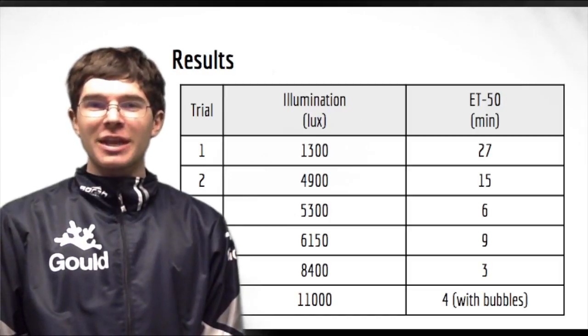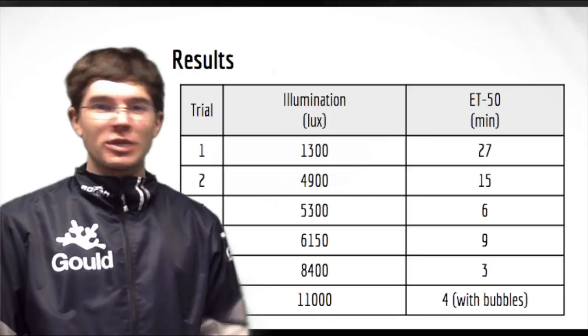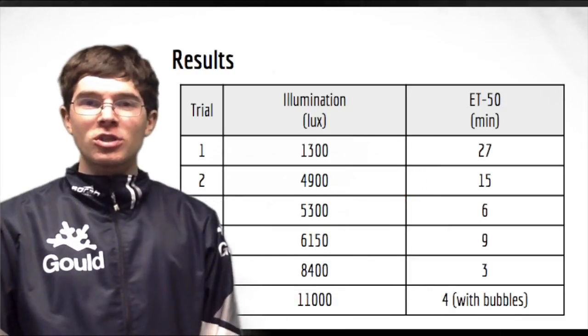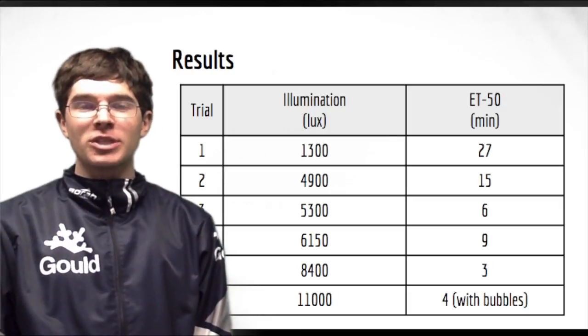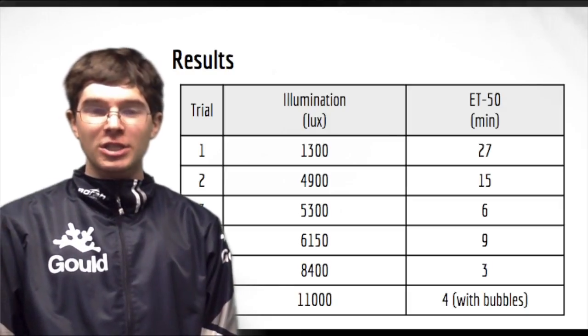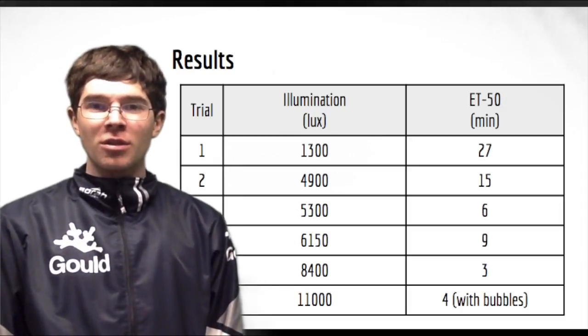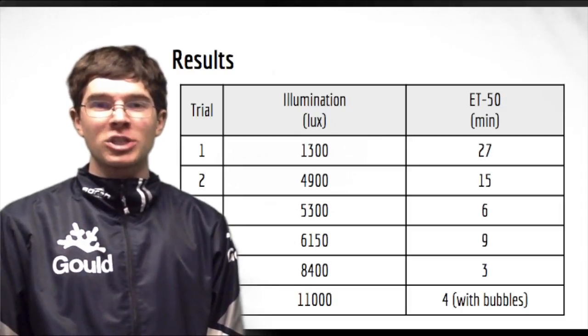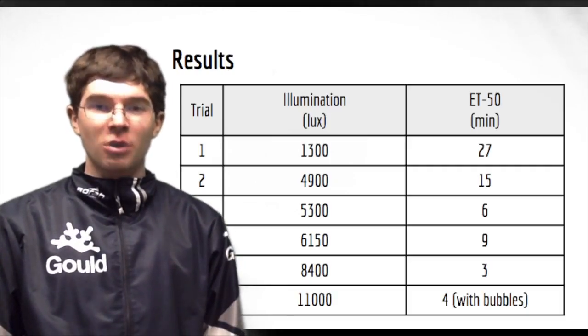So the data that were collected during the 6 trials that we ended up using were compiled into a data table as shown. The first column represents the trial number purely for reference. The second column represents the illumination at the site of photosynthesis in lux as measured by a Vernier light sensor. And the third column is the ET50 in minutes, which is the time that it took for half of the spinach discs to go from sinking to floating.